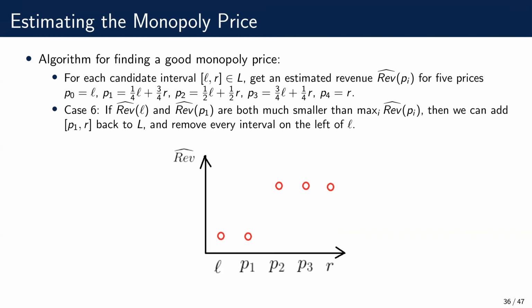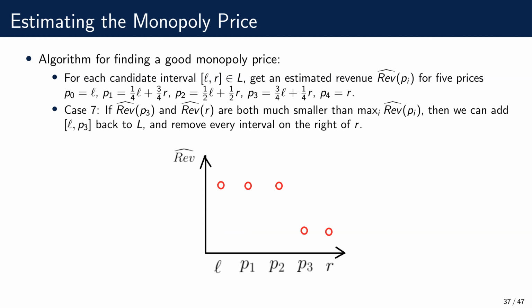If the left two points have smaller estimated revenue than the rest, we can actually add P1R back to the list and remove every interval on the left of L, since they cannot include the best monopoly price because the revenue curve is single peaked. And this happens to be the same case where the right two points have smaller estimated revenue.